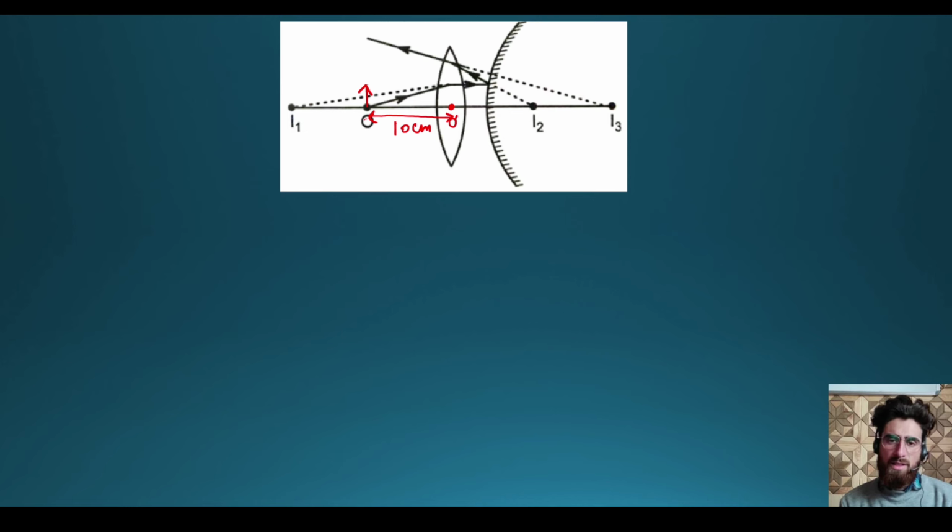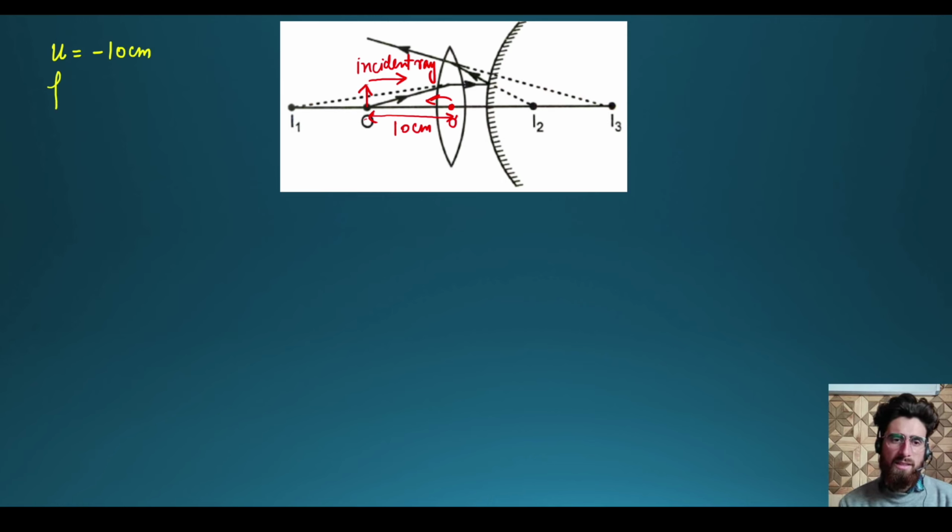We know that if this is the object, the incident light is going to pass in this direction. This will be the direction of the incident ray. And in order to measure the distance, how far the object is placed from the lens, we have to start from the optic center and move towards the left. So now we are going opposite to the direction of the incident ray. So the object distance in this case comes out to be negative. It's minus 10 centimeters.